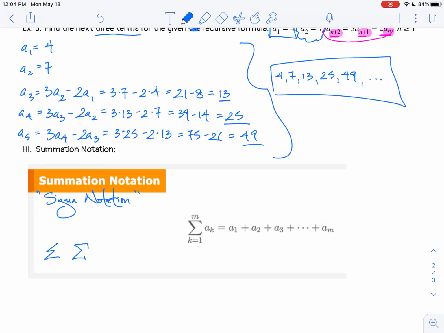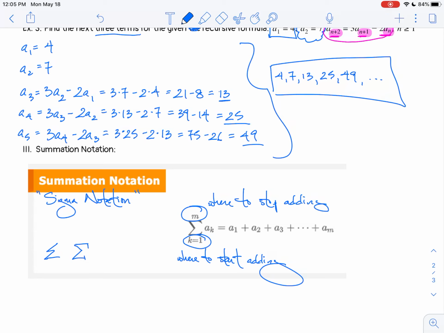But what does this symbol mean? This symbol means that you're going to add terms together. The number at the bottom, k equals 1, tells you where to start adding. And the number at the top, m, tells you where to stop adding. Because we start at k equals 1, we're going to start with a sub 1. And because we want to finish at k equals m, we're going to stop at a sub m.